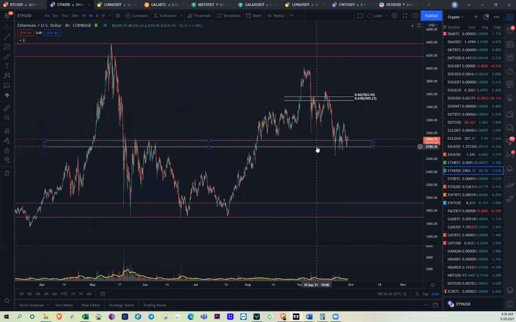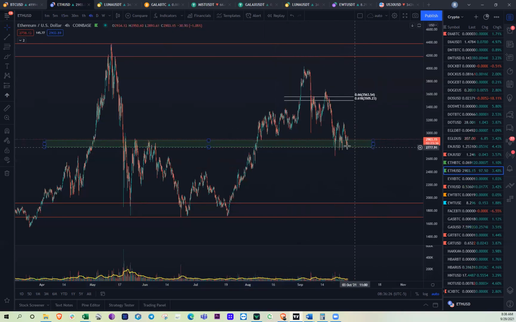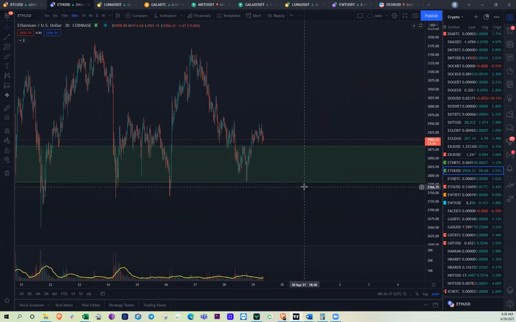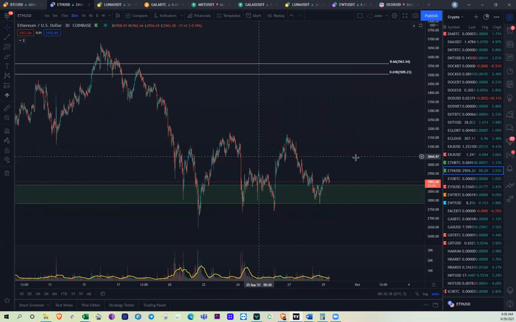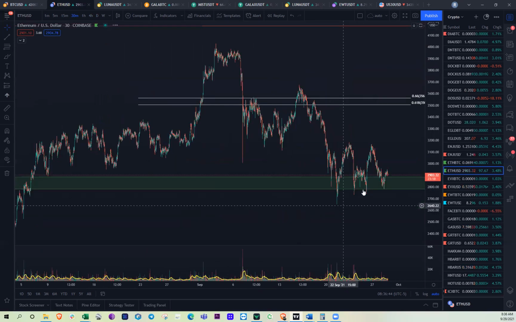So my box here is one of those support areas. This should be green. And yeah, we bounced right in there like it was nothing. I had to extend it because I drew this a while ago. We got above the box. Hopefully we can stay above there. And this is the load up zone, right? I had buy orders just sitting here waiting.